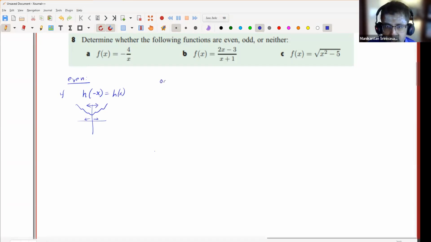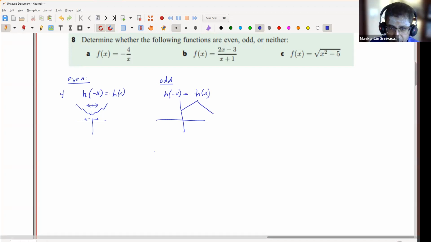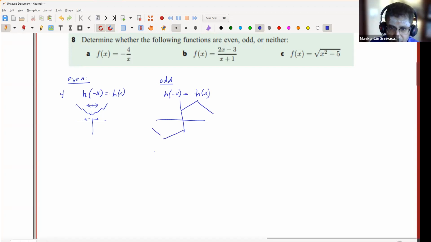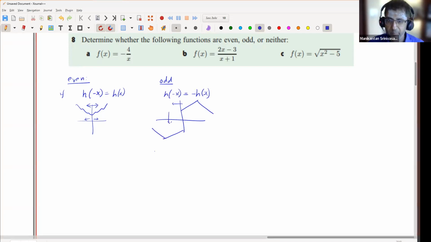Whereas an odd function is if h of minus x is the negative of h of x. So an odd function will look like, let's say this guy is going like this and like this. So this guy will be the mirror image like this. You reflect it once and then reflect it again. So h of minus x is minus of h of x. Then that's an odd function.